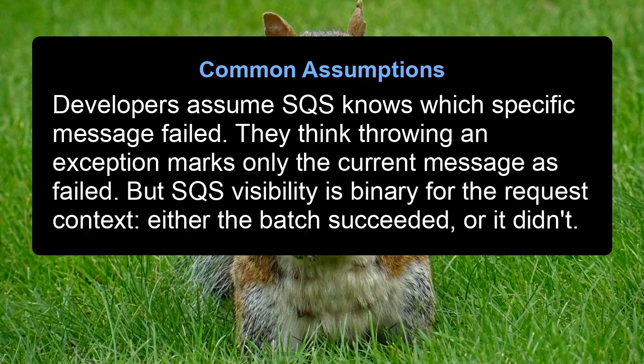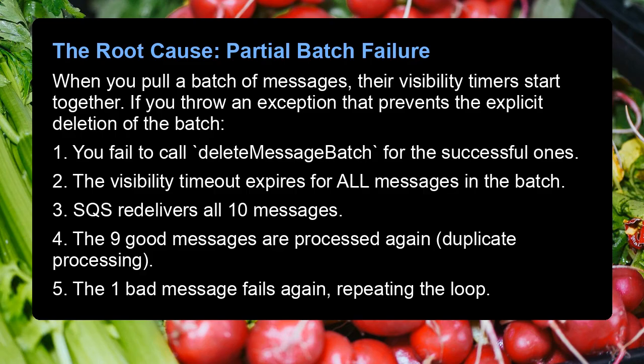Common assumptions. Developers assume SQS knows which specific message failed. They think throwing an exception marks only the current message as failed. But SQS visibility is binary for the request context. Either the batch succeeded or it did not. The root cause: partial batch failure.